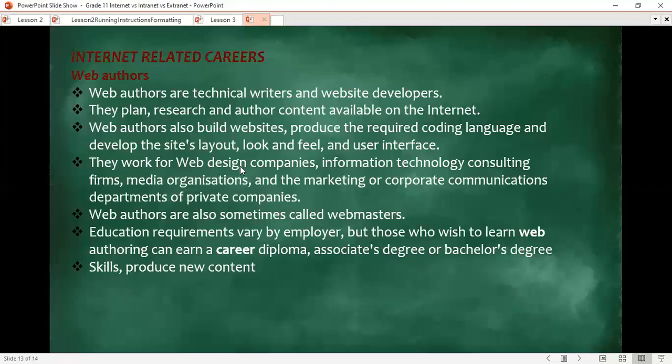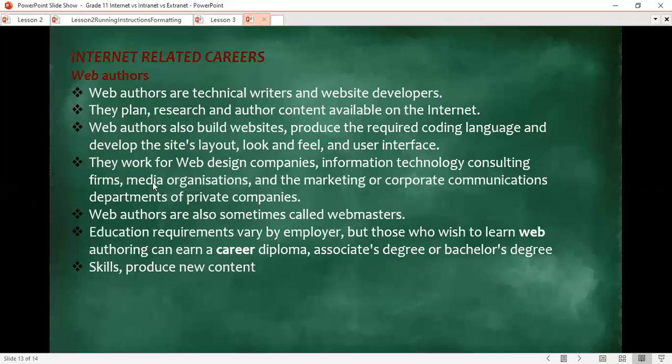They work for web design companies, information technology consultant firms, media organizations, and marketing and corporate communications departments of private companies. So these people can be hired under a company that deals with web designers so that they can put the content. When you remember well, in the previous lesson we talked about things like search engine optimization. So these are the people who will be responsible for things like that.